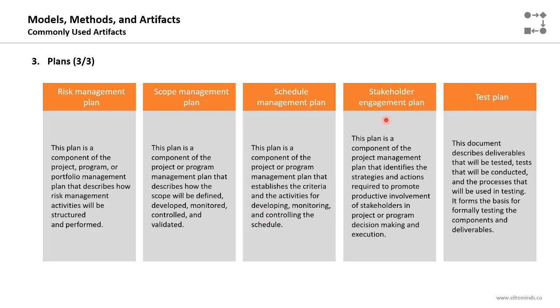The stakeholder engagement plan, it's a component of the project management plan that identifies the strategies and actions required to promote productive involvement of stakeholders in project or program decision making and execution. How we are going to manage the stakeholders' expectations, how we are going to manage and ensure their engagement throughout the project. This will be part of the stakeholder engagement plan.